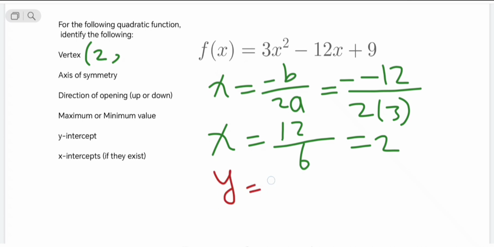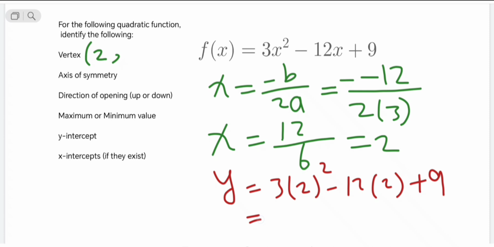Y equals, replace x with 2. Minus 12 into 2 plus 9. 2 squared equals 4. 4 times 3 is 12. Minus 12 times 2, 24, plus 9.